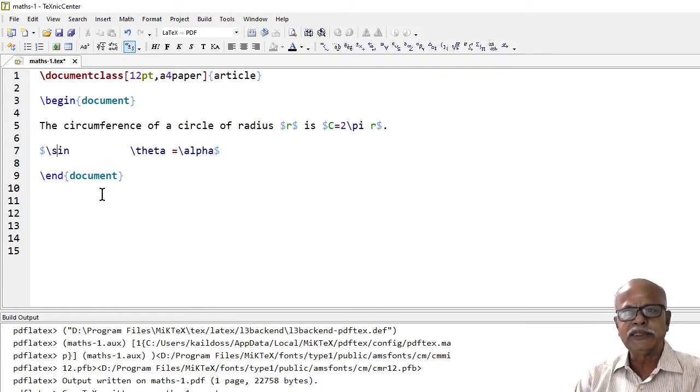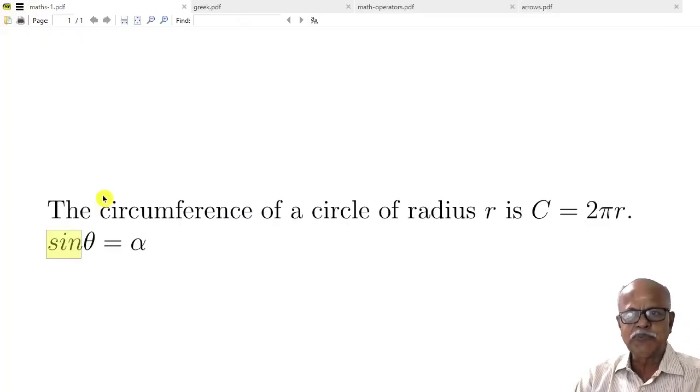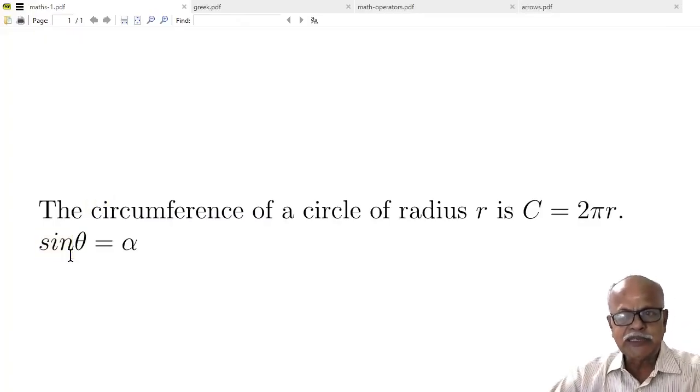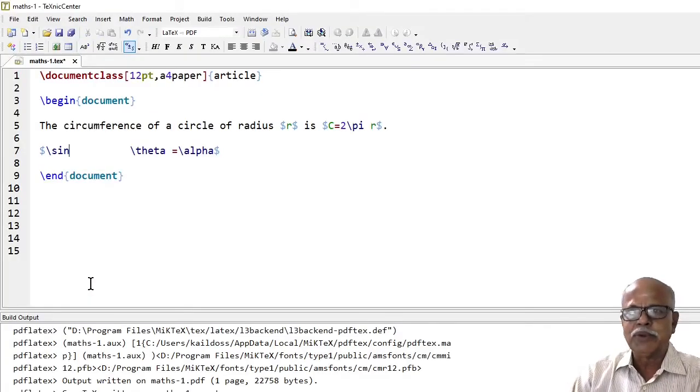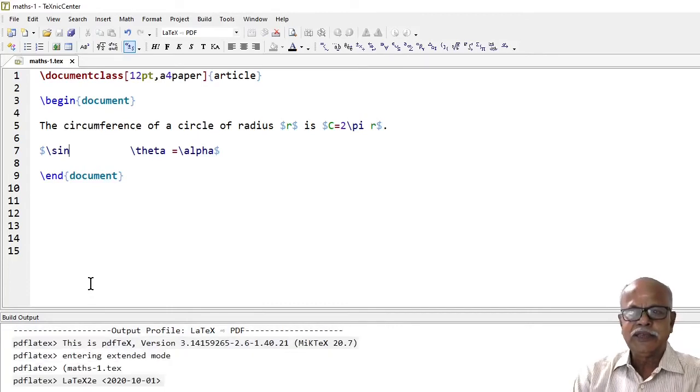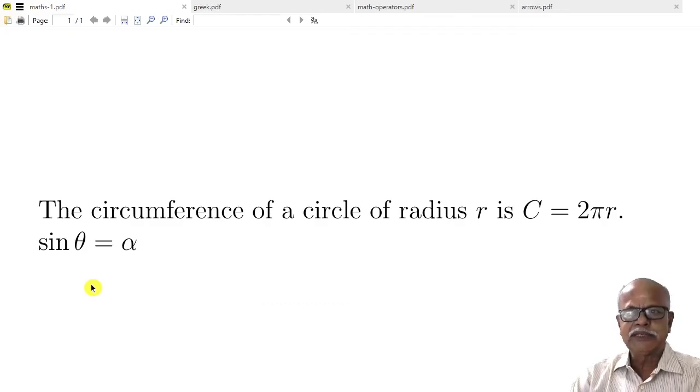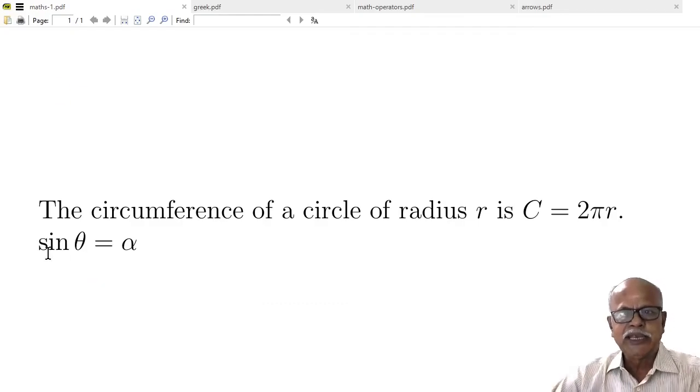One more point is, in the text mode, if you use more than one space, they will be converted into a single space. But in math mode, even that single space will be gobbled up. It will not be available. Now, if you put backslash, now you find the result to be all right.